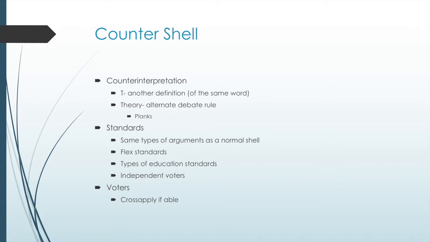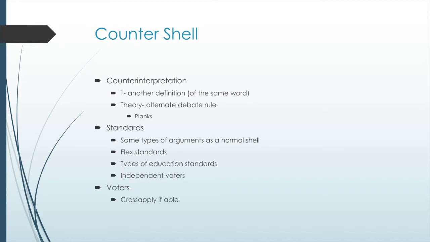In the case of a T shell, when you're answering a T shell, the counter interpretation is another definition. Most often, it's going to be the same word that your opponent defined. You're just going to define it in a different way based on a different source, or maybe a second definition that is available through the same dictionary. And that's because if you want your shell to be competitive, it needs to be talking about the same thing that your opponent is talking about. So if your opponent gets up and reads T about the word countries, you don't want to get up and read T about the word arsenals, because obviously those are two different issues. So what you want to do is read a counter shell that talks about the same word or the same group of words or term of art that we have in the original T shell.